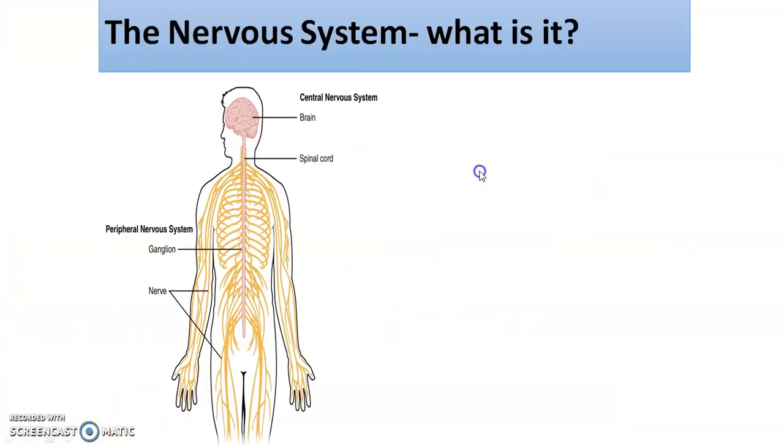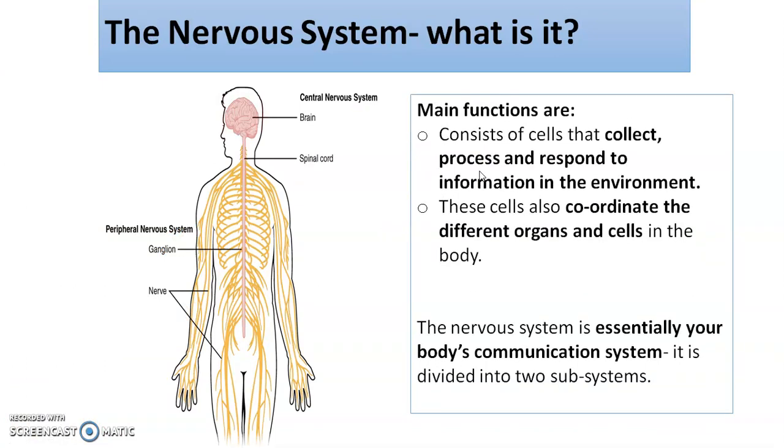So again, the nervous system, what is it? So pretty much it has two main functions. One of them is to collect, process and respond to information in the environment, and the other one is for the cells to coordinate different organs and cells in the body. So coordinating and managing different organs and cells in our body. So again, like I said, it's the body's communication system, so how our body communicates with our organs and also our environment.